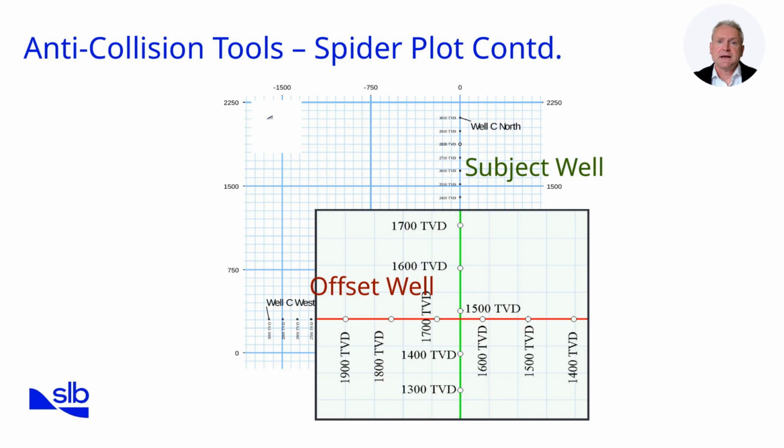By comparing EOUs around each survey point, the spider plot highlights where there is risk of insufficient clearance. This gives the directional driller and the planning team the information needed to adjust trajectories before drilling proceeds. What this reinforces is that spider plots are not static drawings but dynamic tools for assessing safe separation. Ultimately, this tool provides clarity in planning by showing relative positions of subject and offset wells in both map and depth views.